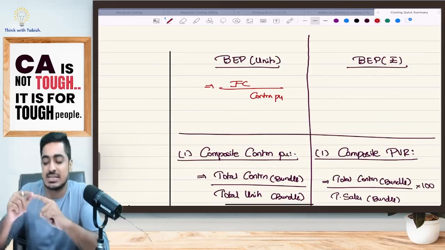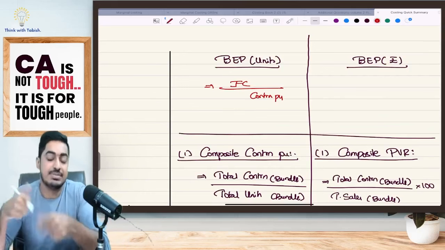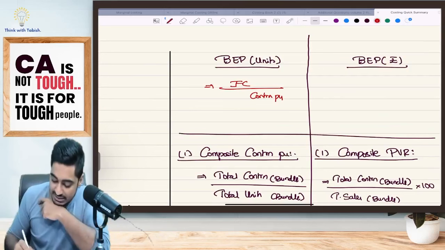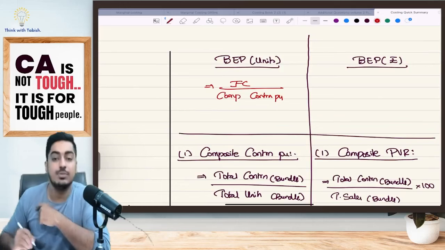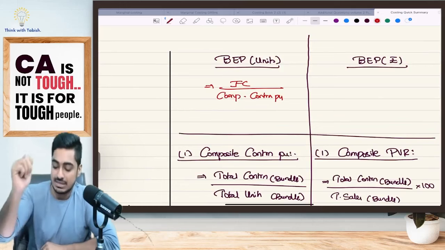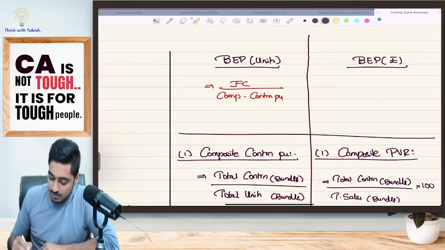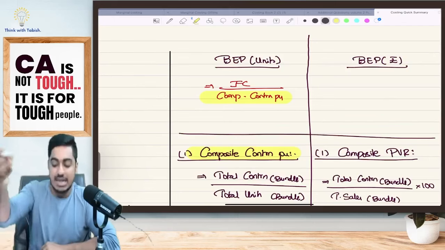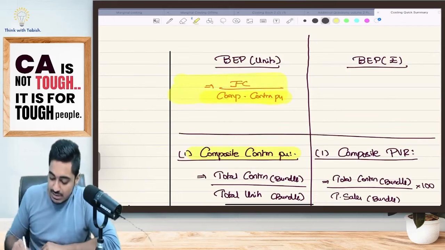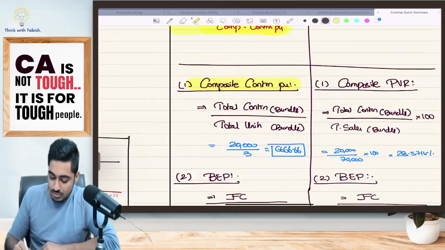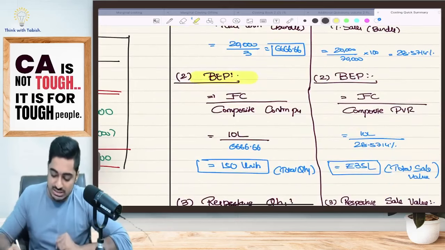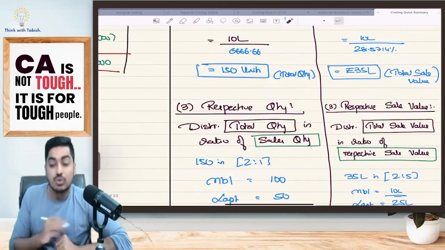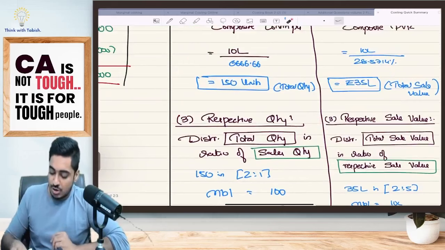But here, tell me, am I selling 1 product or multiple products? I'm selling multiple products. That means what contribution do I want? I want the contribution of the bundle. That means I want my composite contribution per unit. Yes or no, everyone? Yes, sir. What are the steps to be followed? Step 1, calculate composite contribution per unit. Step 2, calculate BEP, that is fixed cost divided by composite contribution per unit. Once that is also over, step 3, you've got the total quantity. Now calculate the respective quantity.